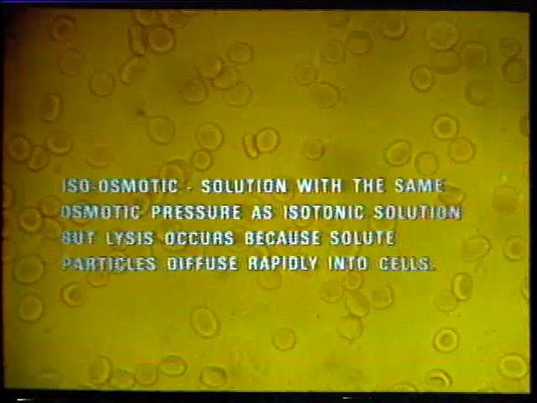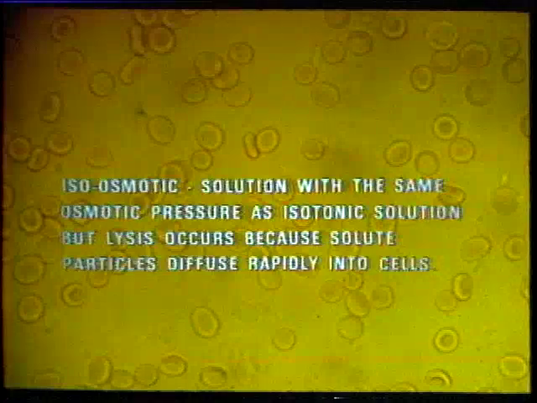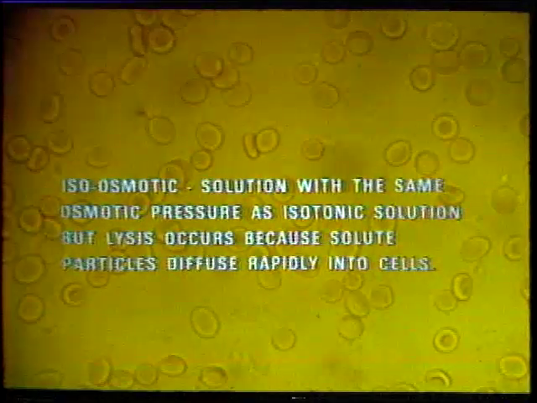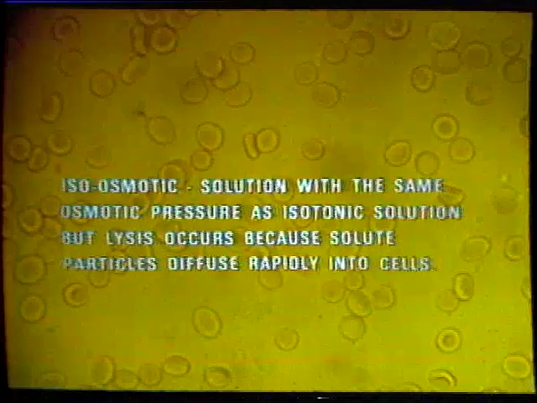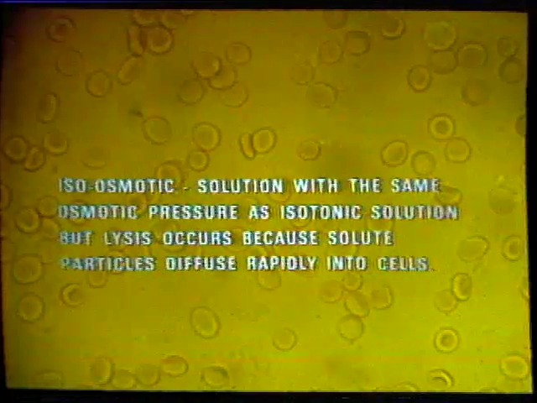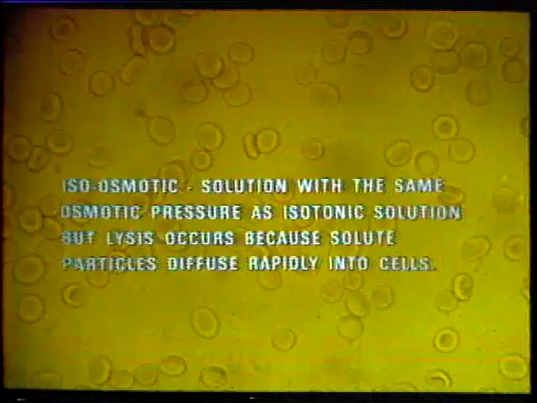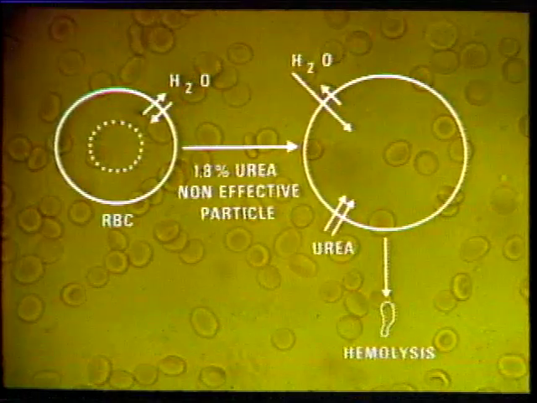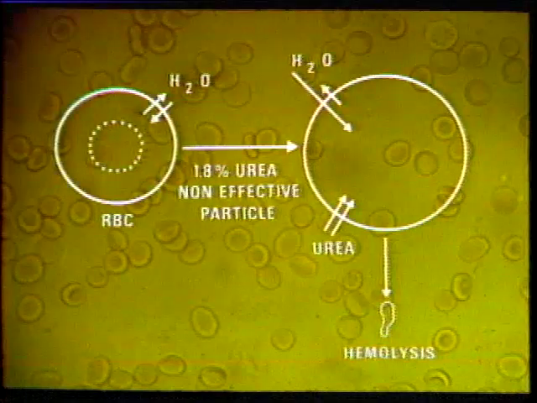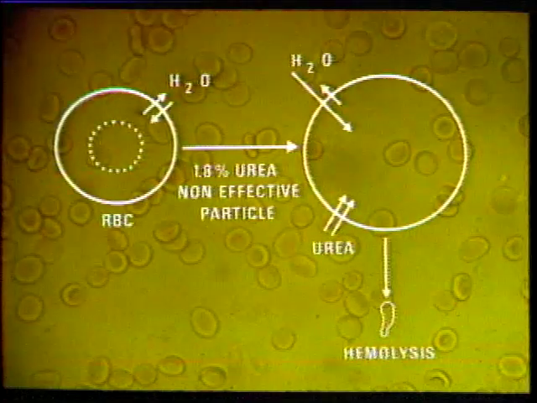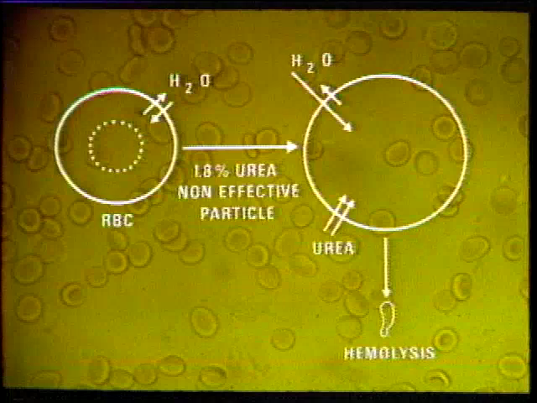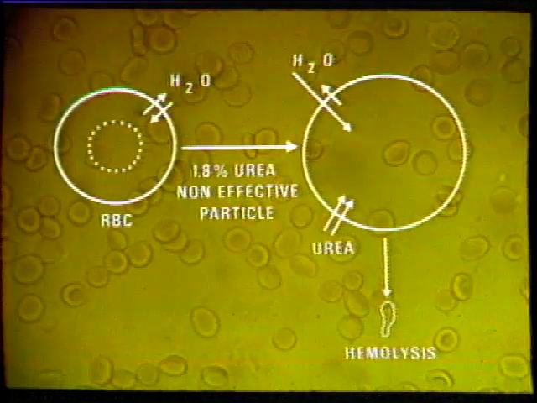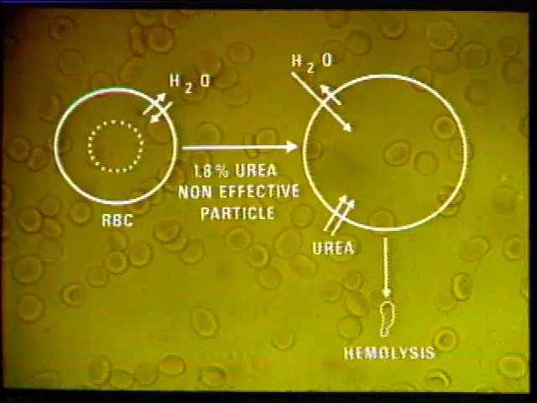Isoosmotic means a solution with the same osmotic pressure as an isotonic solution, but lysis occurs because solute particles, like urea, diffuse rapidly into the cells. This diagram shows a normal red blood cell in the upper left-hand corner. Water is coming in at the same rate it is going out. This is in 0.85% sodium chloride.